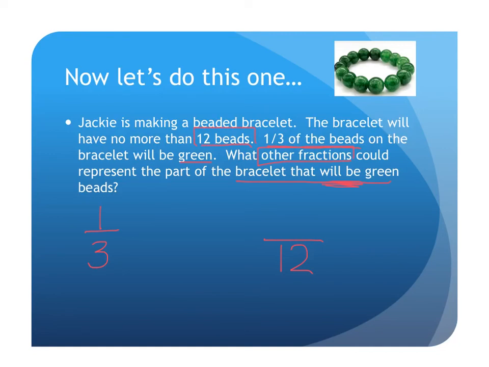I can multiply 1 times 2 to get 2, and 3 times 2 to get 6. I can multiply 1 times 3 to get 3, and 3 times 3 to get 9. I could multiply 1 times 4 to get 4, and 3 times 4 to get 12. So I just took my base, and just like the last lesson, I multiplied both the numerator and the denominator by the same number, by 2, by 3, and by 4, to make equivalent fractions.